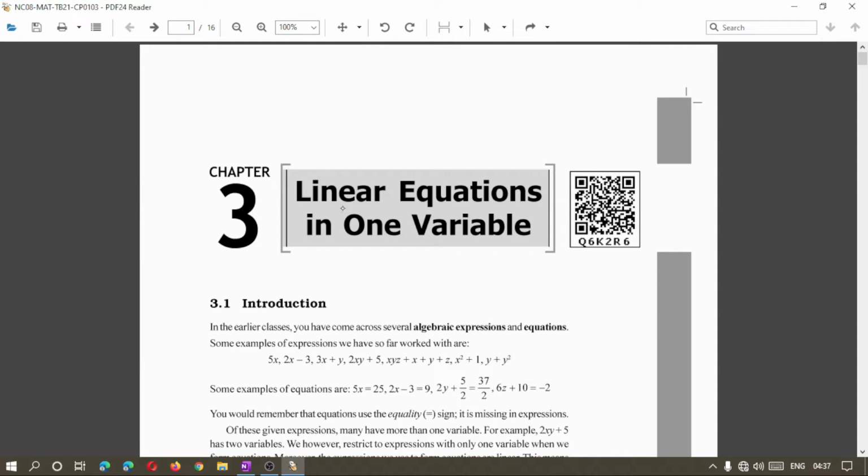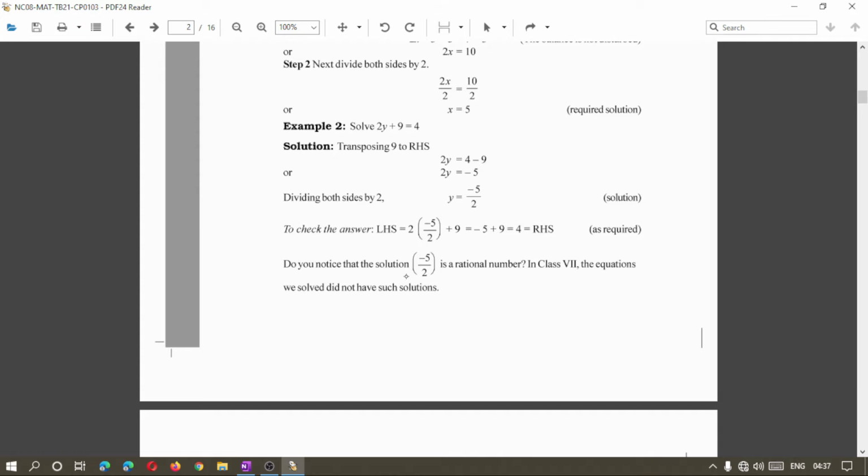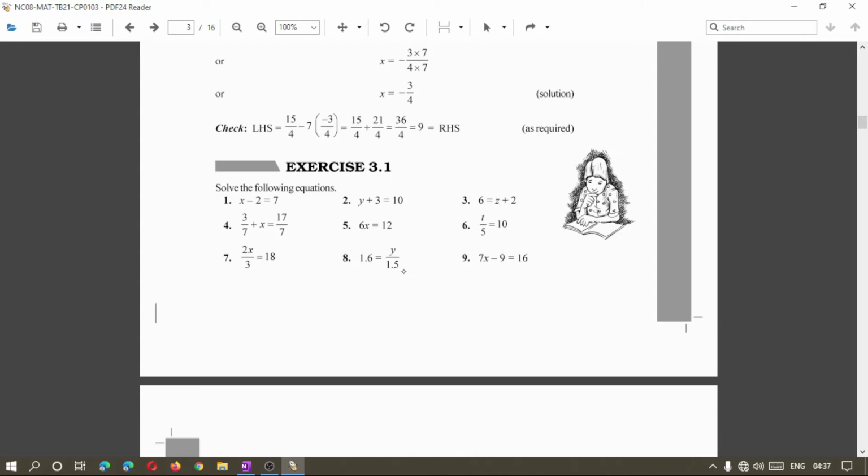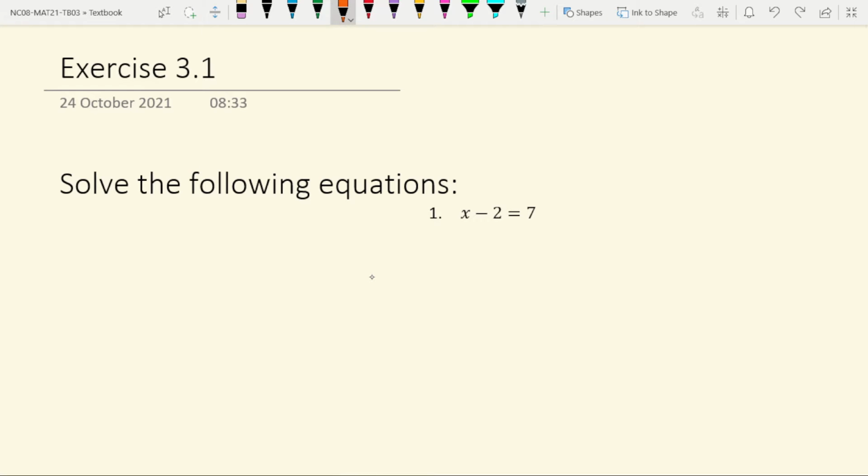In the last video, we started our chapter number 3, linear equations in one variable, and revised the basics of algebra. So in this video, let us start solving exercise 3.1 given in our textbook. Let's begin. The first question, the main question, is: solve the following equations.